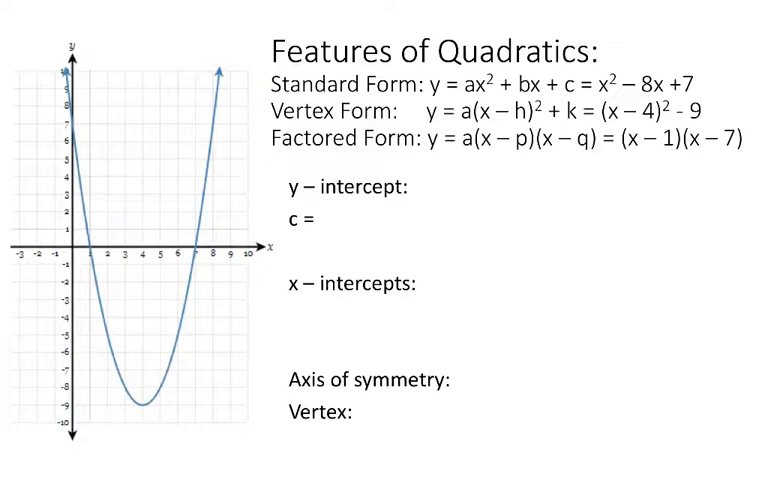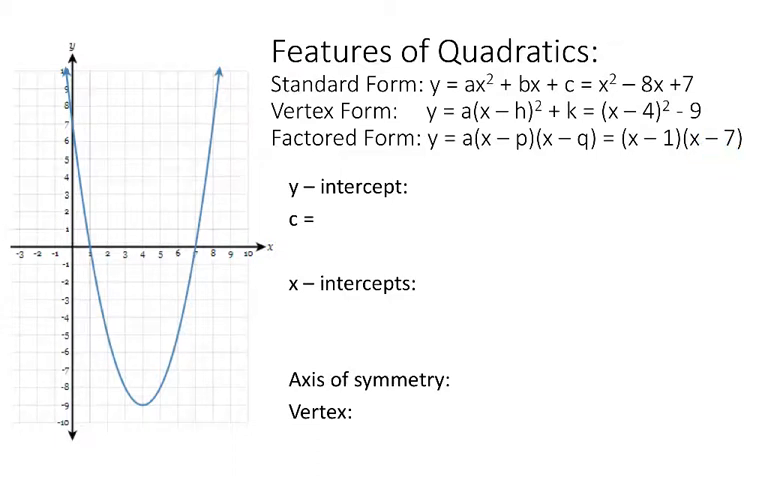So I want to take you through an example and show you what the forms look like. Here, the standard form of this quadratic, for the ax squared plus bx plus c, would be x squared minus 8x plus 7. The vertex form of the exact same equation would be x minus 4 all squared minus 9. Notice there is no a here because the a is an implied 1. And then the factored form is going to be x minus 1 and x minus 7.